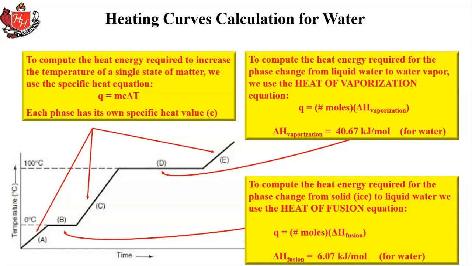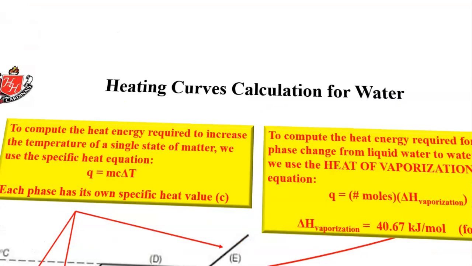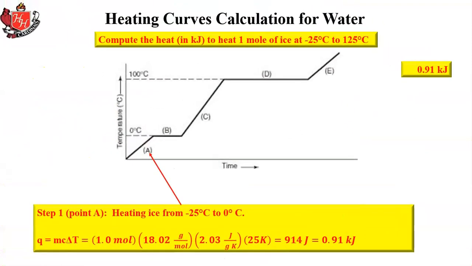So let's work a problem. It's really not as hard as it seems. It's just plugging numbers into the equations and doing it five different times. So here we go. Compute the heat in kilojoules to heat 1 mole of ice at negative 25 degrees centigrade to 125 degrees centigrade.